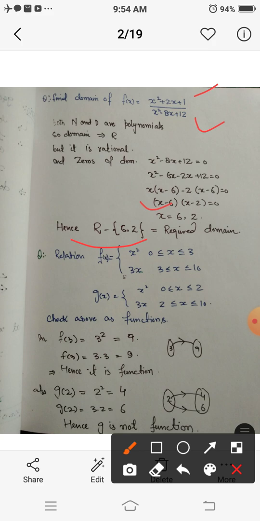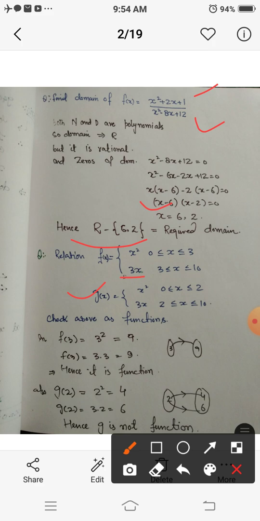Now we have two relations. f of x is given by x square for all the points between 0 and 3, and it is defined as 3x for all the points between 3 and 10, including endpoints. And the second one is g of x, which is x square for 0 ≤ x ≤ 2, and 3x for 2 ≤ x ≤ 10. We have to check which represents a function and which does not.